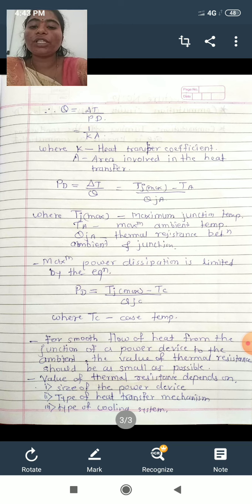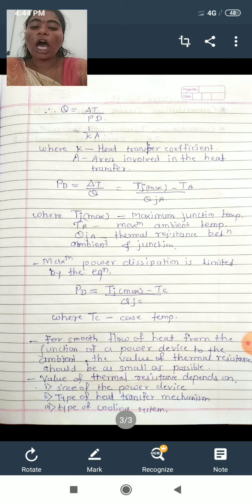Now, this theta JA is nothing but the thermal resistance between the ambient and junction. Now, maximum power dissipation is limited by the equation PD is equal to Tj max minus Tc upon theta JC, where Tc is nothing but the case temperature. For smooth flow of heat from the junction of the power device to the ambient, the value of the thermal resistance should be as small as possible.